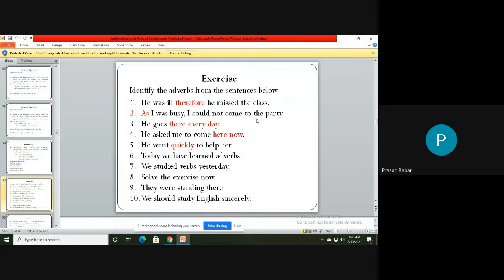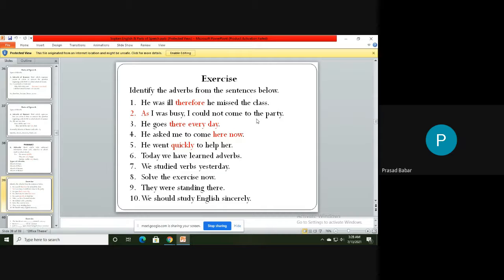Solve the exercise now. In this sentence, now is the adverb and it shows the time, and that is why it is called as adverb of time. Solve the exercise. When to solve the exercise? Now. आत्ता सोडवायचं आहे, त्यामुळे it is the adverb of time.